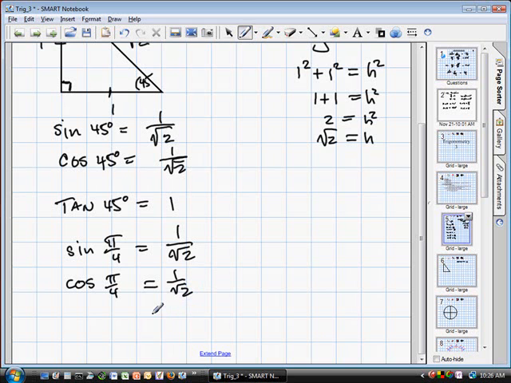I guess I shouldn't say it's sacrilege. I'm going to use both degrees and radians, and I want you to get used to both. The thing is, you're already used to degrees.